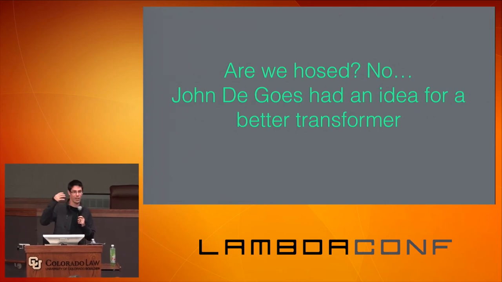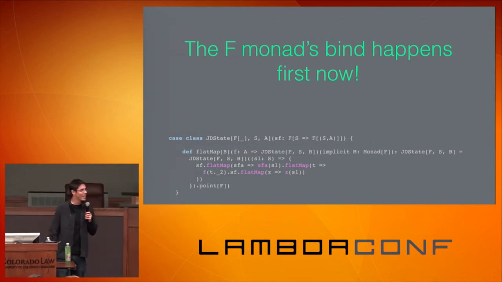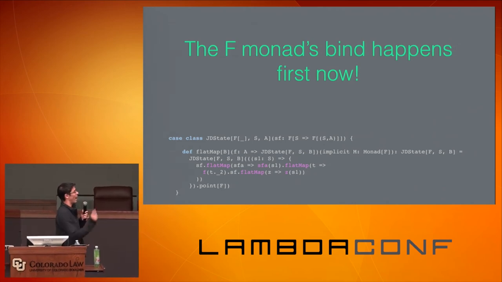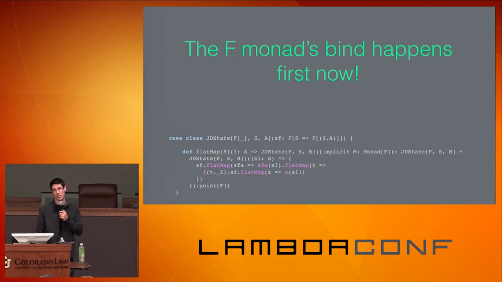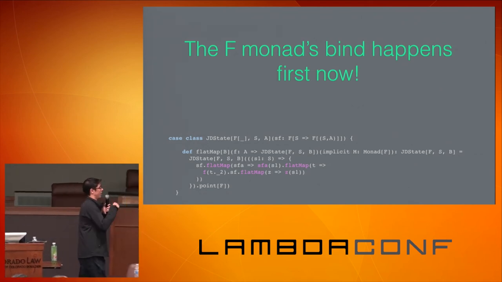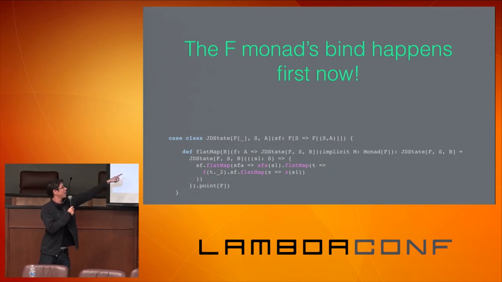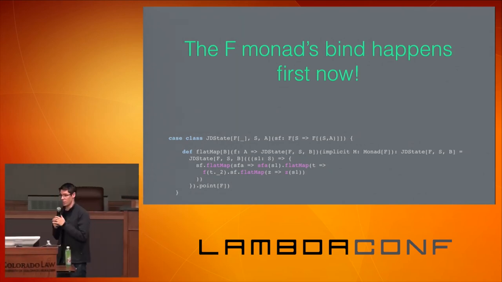A different way to construct the state monad. So I implemented John's state monad. It's almost the same, except the whole computation now happens, the state threading happens inside the F. So in this case, we can make the F a trampoline. And so the important thing to note here is before we apply our state's function call, it's going to happen in the F, which in my case is the trampoline.